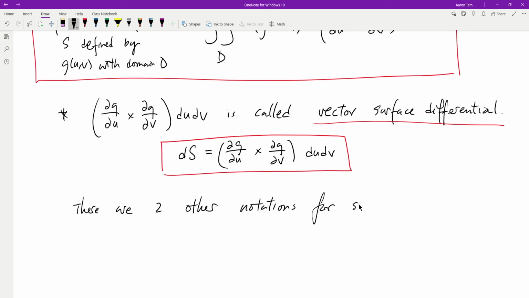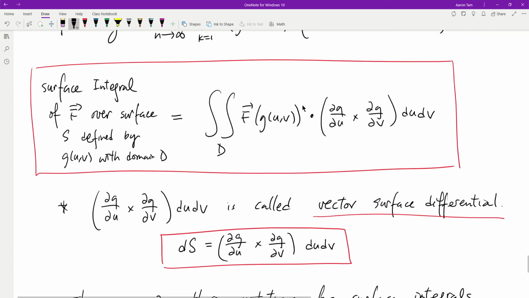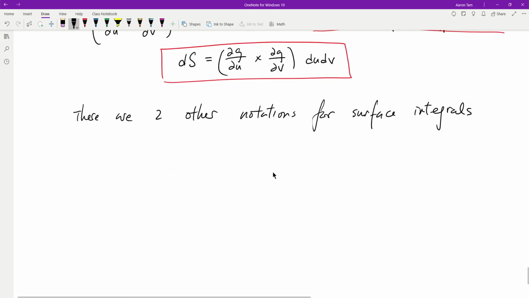And if you think about it, it mirrors the line integral, because the line integral also has three different notations. The first notation for a line integral is the one that involves parameterization, just like what we have right here, a surface integral that involves parameterization of the surface. So the next two are very similar to the line integral. The second notation for a surface integral is this.